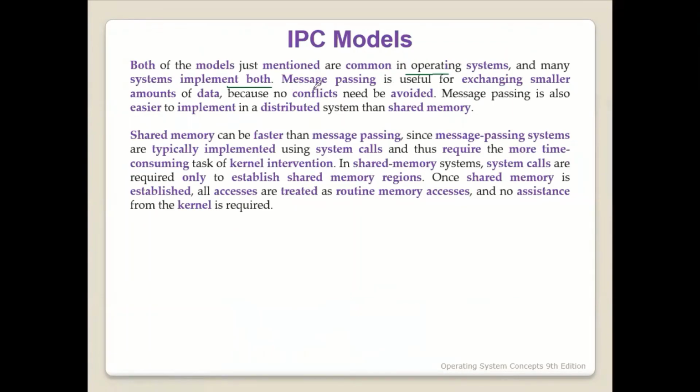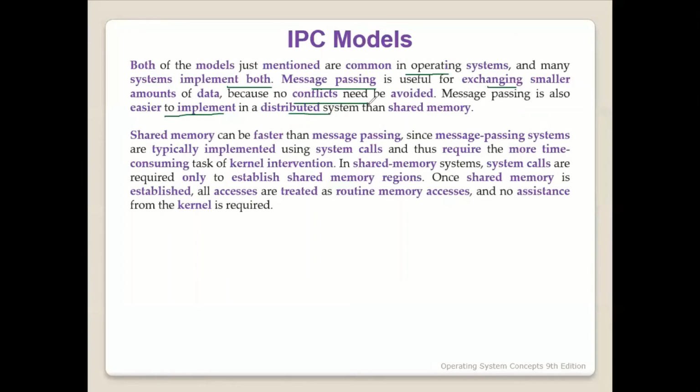So message passing is useful for exchanging smaller amounts of data. You can't send a big message, okay? Because no conflict needs to be avoided. So this is for smaller amounts of data. Message passing is easy to implement in distributed systems. So this is the advantage of message passing. Smaller data can easily be exchanged using message passing, and it's easy to implement.